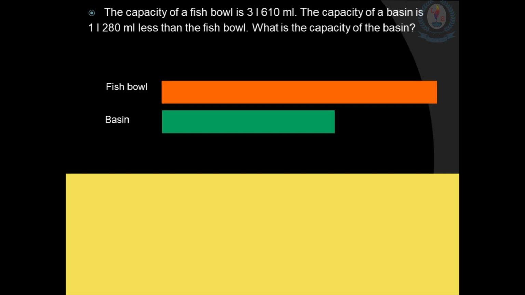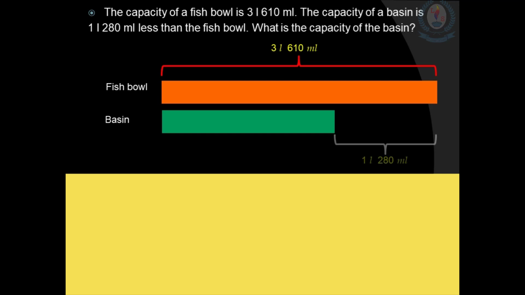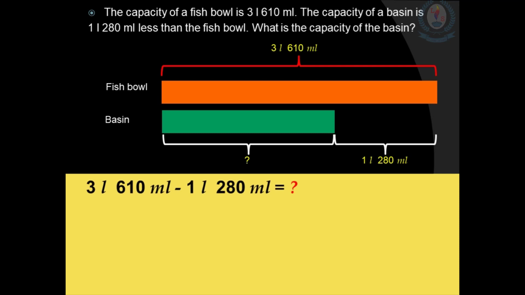The capacity of the fish bowl is 3 liters 610 milliliters and the capacity of the basin is 1 liter 280 milliliters less than the fish bowl. We want to find the capacity of the basin. How do we do this? We have to subtract 3 liters 610 milliliters minus 1 liter 280 milliliters.